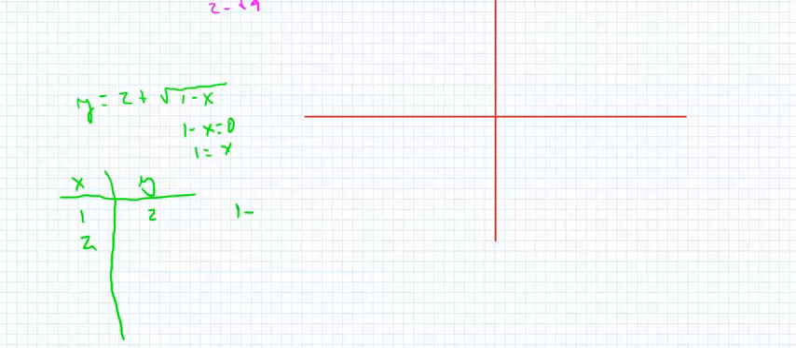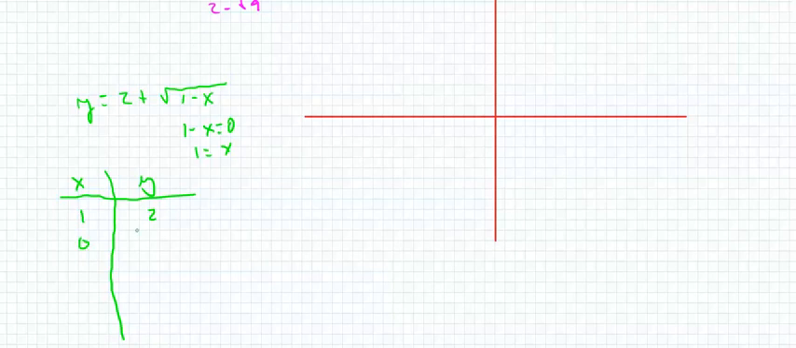But 2 plus the square root of 1 minus x, 2 plus the square root of negative 1, that's an imaginary number. We haven't learned about imaginary numbers. This is not a real number. We're not going to graph it on the Cartesian coordinate plane. This doesn't work. So what do we do? Well, I'm going to try going the other direction.